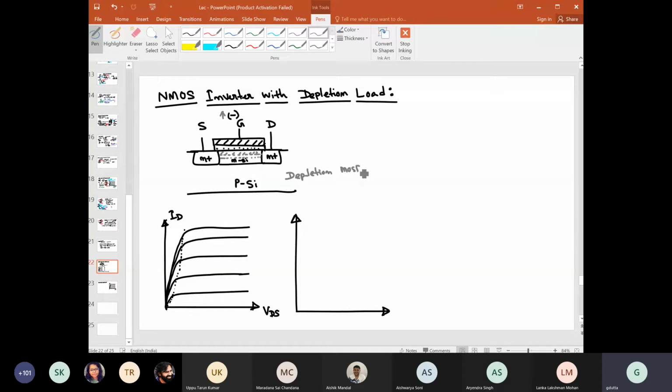I hope from this it is clear to you that the threshold voltage for this type of transistor is less than 0. That means negative threshold. These devices are also called normally on devices, right? Because even if you apply 0 volt here, the transistor is on.